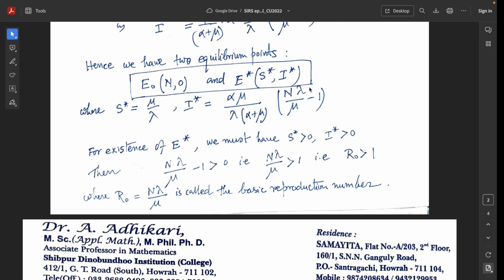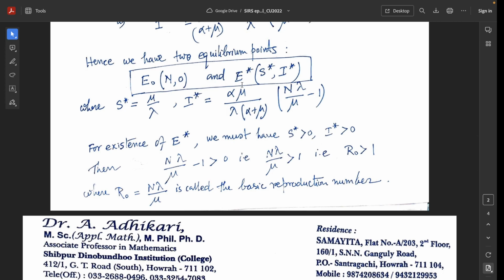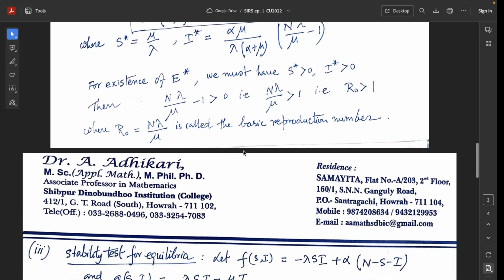Obviously S star is positive because mu and lambda are both positive. So I star is positive when n lambda by mu minus 1 is greater than 0. That is, n lambda by mu is greater than 1. That is, R0 is greater than 1. We call this R0 equal to n lambda by mu the basic reproduction number. So when R0 is greater than 1, the endemic equilibrium point E star exists.